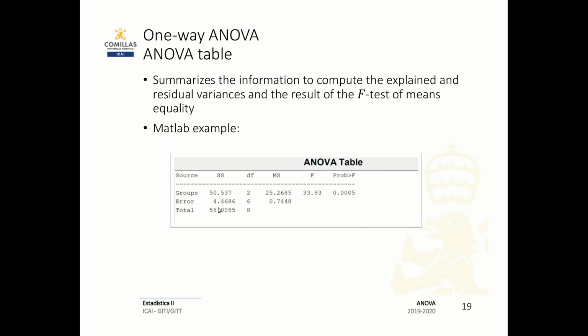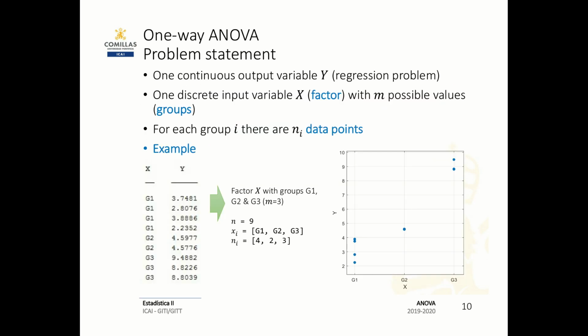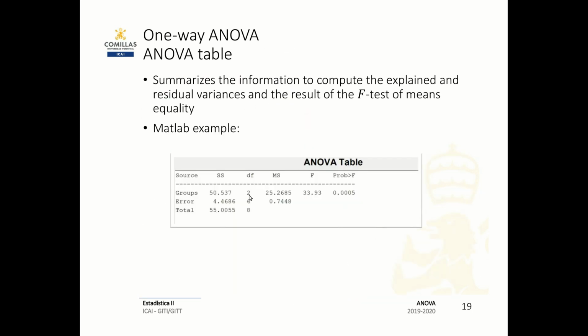Here is an example. Here there was a total variation of 55, a total sum of squares of 55, 50 coming from the groups, 4.5 coming from the residuals. This is the number of degrees of freedom, so there were not many observations. This is the first example that we had, only 9 observations. So for these 9 observations, we have 8 degrees of freedom. We have consumed 2 to estimate the contributions of each one of the groups. We had 3 groups, and the remaining 6 go for the residuals. And then we can calculate the mean squares, the F, and the p-value.